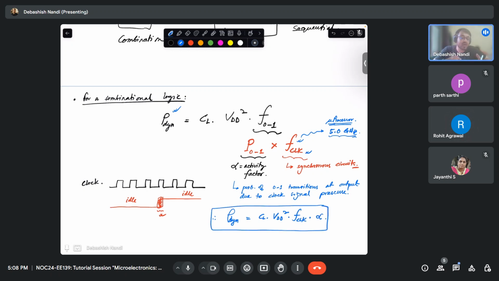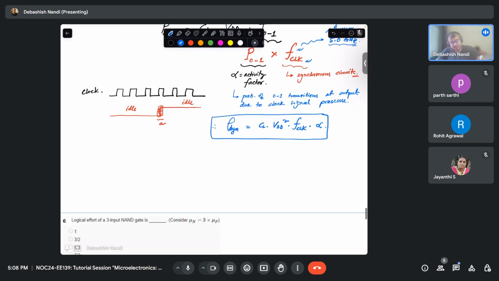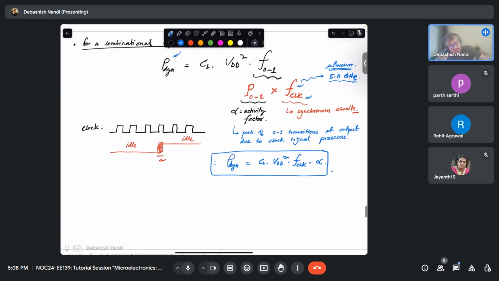Now, this is how much power has been supplied by the source. If someone asks you to determine the dissipated power, meaning P dynamic dissipated, what you will do is just multiply it with half. So half times CL VDD square F clock times alpha.